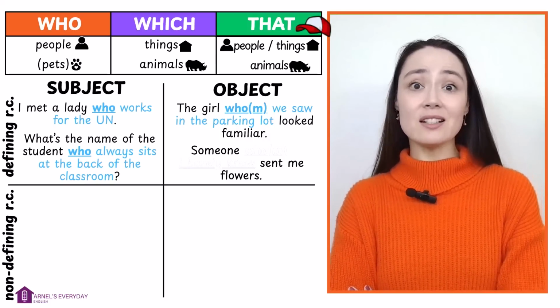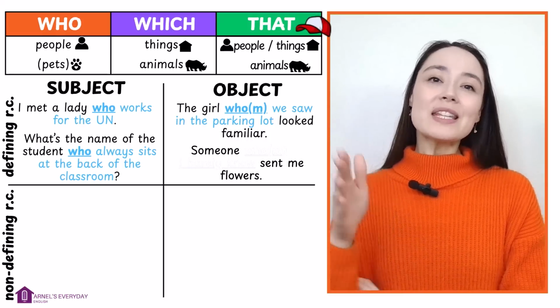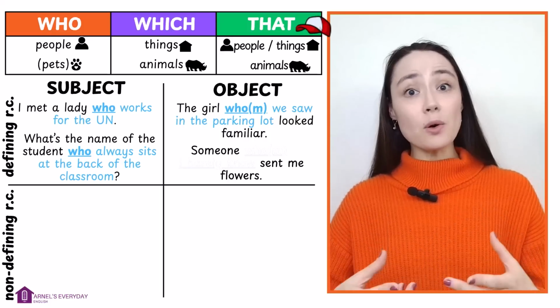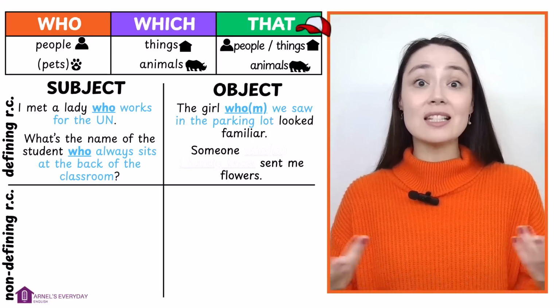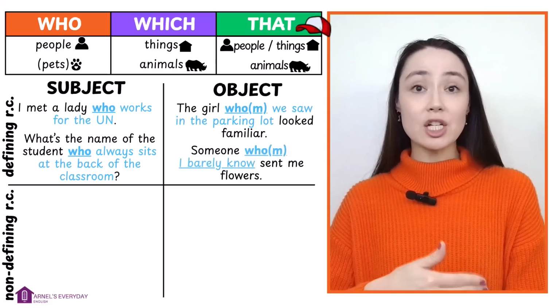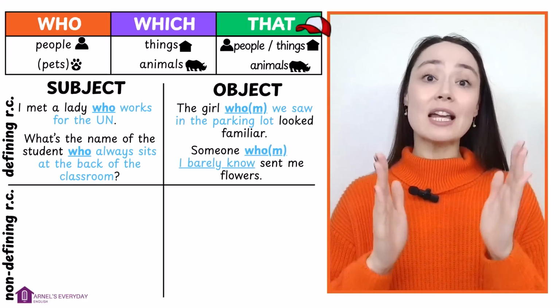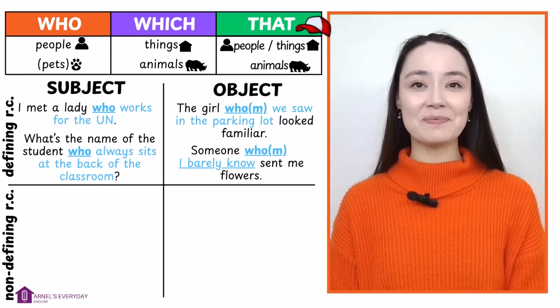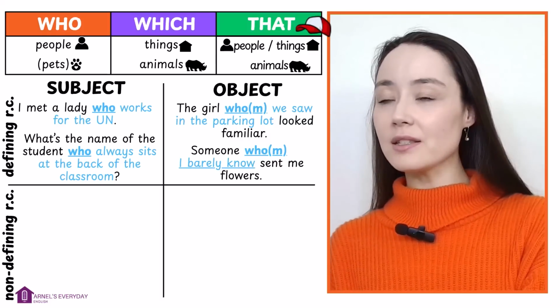It's a clear sentence. We are not being specific. Someone. Well, in this situation, it's important because the speaker wants to make it clear that this isn't just someone. It's strange that she sent me flowers. Defining relative clauses are essential. We cannot remove them. What's the opposite of defining relative clauses?